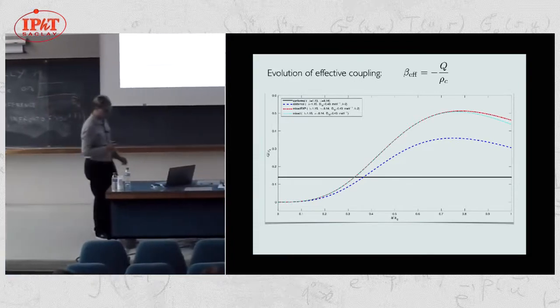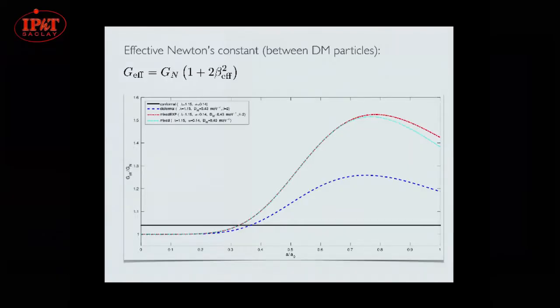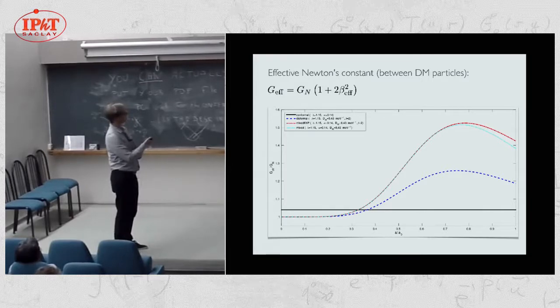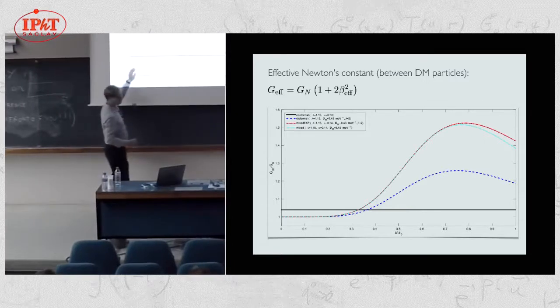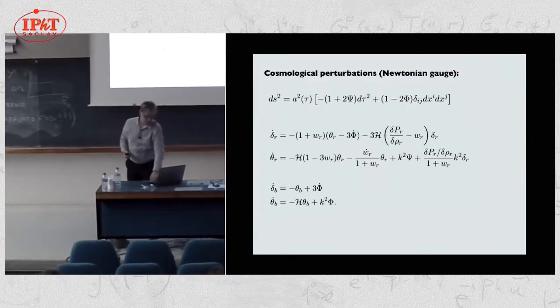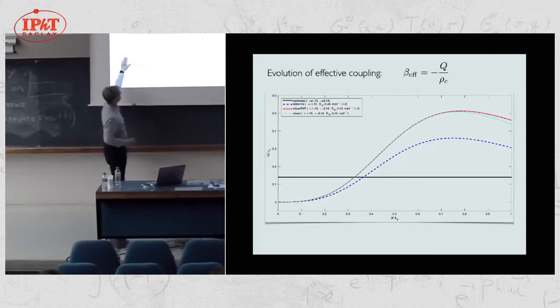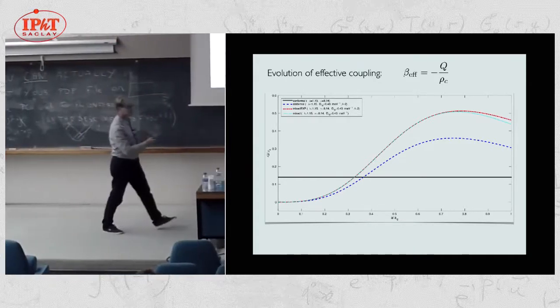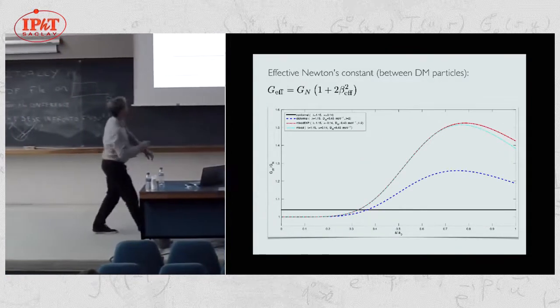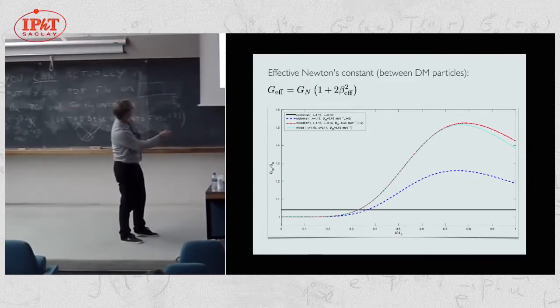Okay, right. What about the effective Newton's constant? So this is the effective Newton's constant between two dark matter particles, which is related to the beta effective via this equation. And you can see initially, the effective coupling is 0, and it switches on at a redshift of, I don't know, 10-ish, depending on the parameter. It becomes bigger and goes all the way up to 0.5. Now, the effective Newton's constant between the particles becomes, at late redshift, of order 1.5.